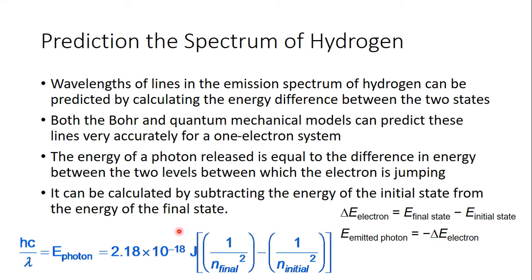And we can use an equation for this, where the energy of a photon is equal to Planck's constant times the speed of light divided by wavelength, or it's equal to 2.18 times 10 to the minus 18 joules multiplied by 1 divided by n final squared, that is the energy level you end at, minus 1 divided by n initial squared, or the energy level you begin at.